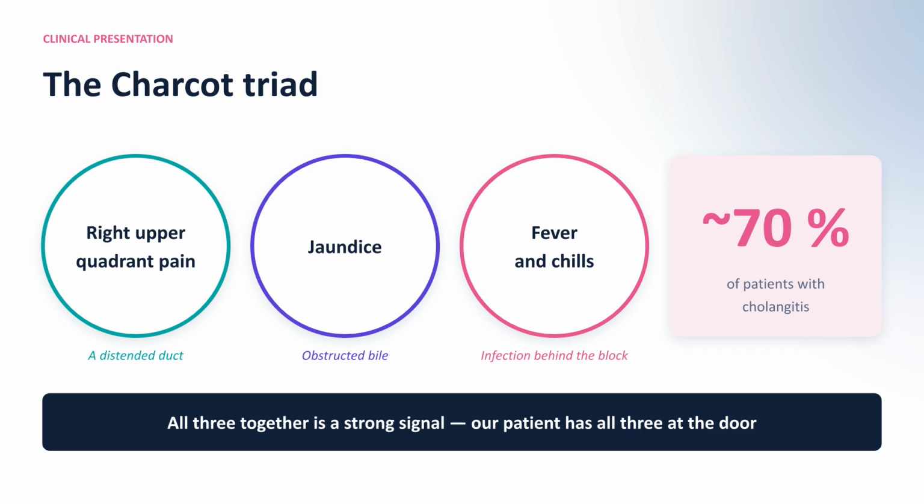So when you see all 3 together, take it seriously. It is a strong signal, and it should move you straight to imaging and antibiotics. Our patient has all 3 at the door, which is why the diagnosis was obvious in his case. The problem is what happens when the triad is not complete, and we come to that in 2 slides.